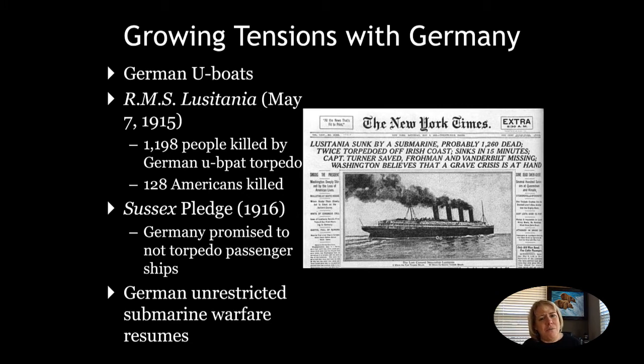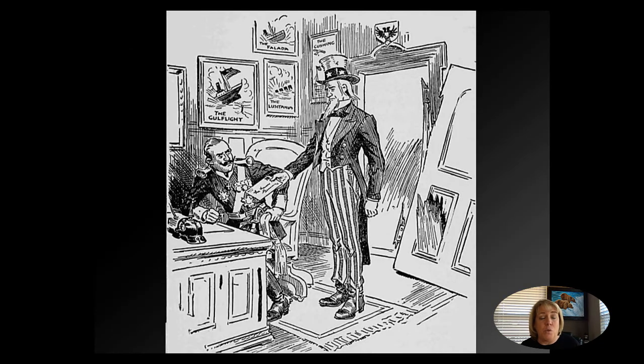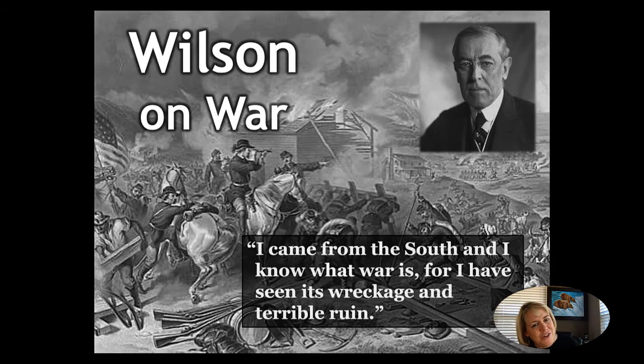But tensions still mounted with Germany, because it wasn't just the Lusitania that was sunk. They started shooting on American vessels, believing that we were taking weapons over to Great Britain and to the Allies. We did reach a temporary agreement with Germany called the Sussex Pledge in 1916, where they promised not to torpedo any passenger ships. But they're still going to practice unrestricted submarine warfare on other types of vessels. And America's not too happy, because it's going to be American vessels that are going to start being sunk by these German U-boats. But we're still not quite ready to go to war.